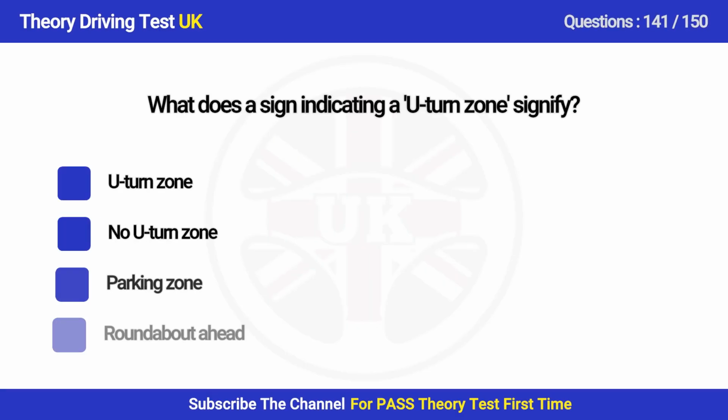Question 141. What does a sign indicating a U-turn zone signify? A, U-turn zone, B, no U-turn zone, C, parking zone, D, roundabout ahead.